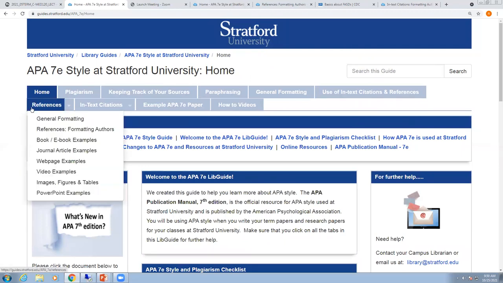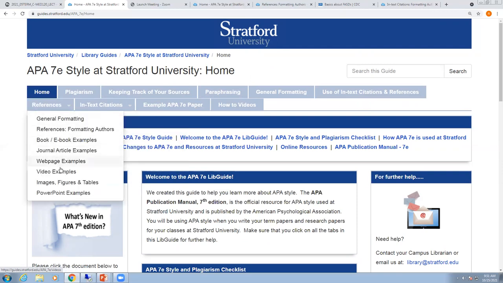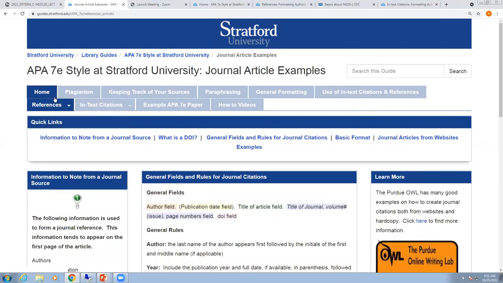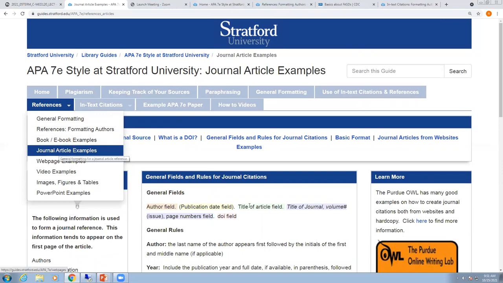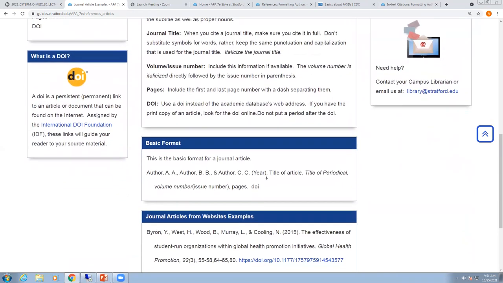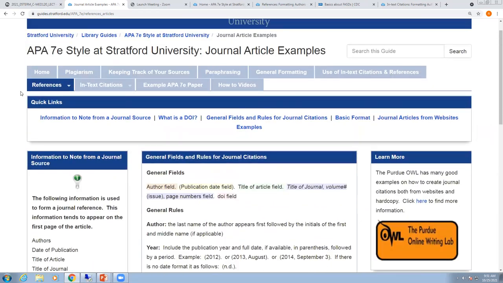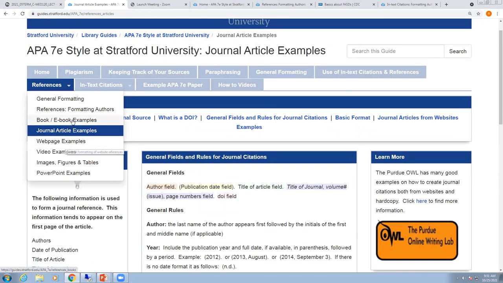Remember when we looked at the rules for authors, we were actually looking under the reference tab at authors and under the in-text citation tab under authors. But if you need more examples, say how to put a journal article together, you can go under references and click on journal examples. And it shows you the fields themselves. It shows you the basic formatting. And then it gives you a couple of examples here. So you've got examples of all of it, of web pages, of books. If you have a video, if you have an image, if you have a PowerPoint, okay?